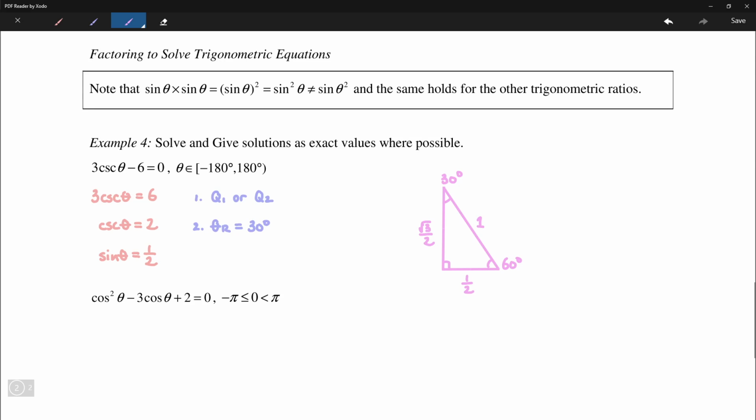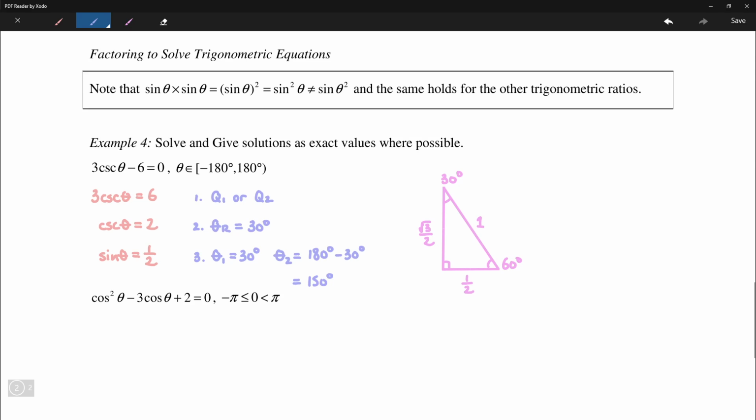So if sine theta is equal to 1/2, then opposite over hypotenuse is 1/2, so we have 30 degrees here. So the reference angle is 30 degrees. From there, the first angle is in quadrant 1, so that's just 30 degrees. The second angle is going to be theta 2, and that's going to be 180 minus 30 degrees. The reference angle is 30 degrees, and it's in quadrant 2, so it's 180 minus 30, which is 150 degrees.